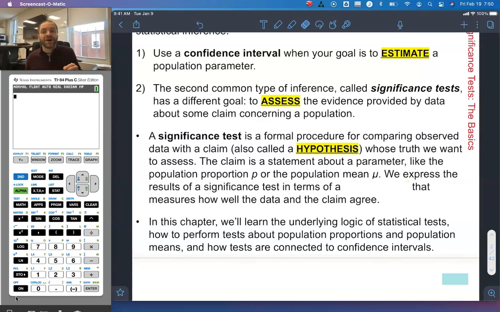When we express the results of our significance test in terms of a probability, that has something to do with p-values. So you saw that in the objectives for today, hypotheses and p-values. And what that probability does is it measures how well the data and the claim agree with each other.